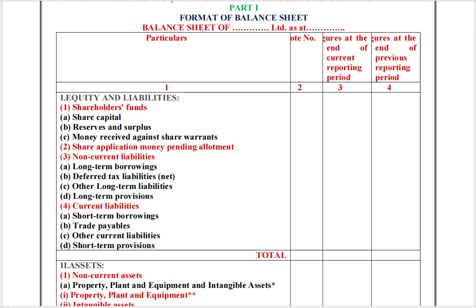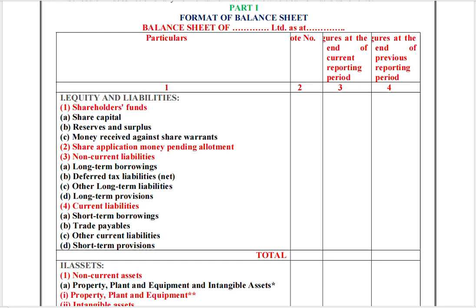The second major heading is share application money pending allotment. I'll explain the meaning of all these major headings and subheadings in another video. In this video we will only discuss the format of the balance sheet and the income statement, and the detail about these headings we will discuss in another video. Now, the third major heading is non-current liabilities, which has four subheadings. And the fourth major heading is current liability, which also has four subheadings.